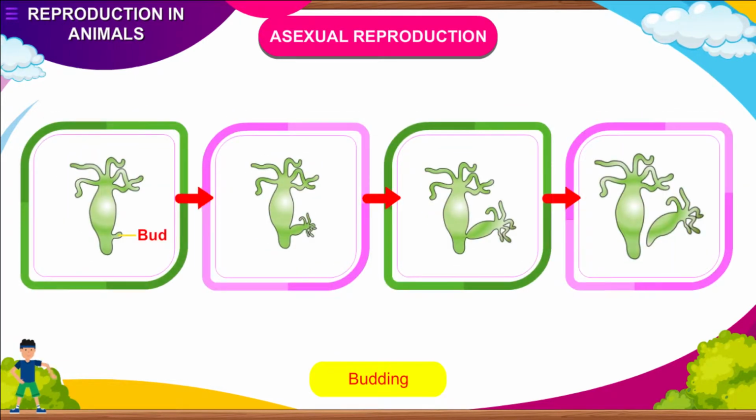Budding. In this kind of reproduction, a small outgrowth or bulb-like projection called bud appears on the body of the organism. The nucleus of the parent body divides into two and one nucleus goes into the bud. The bud grows and finally detaches from the parent body to grow into a young individual. Since new individuals develop from a bud, like in Hydra, this kind of reproduction is called budding.